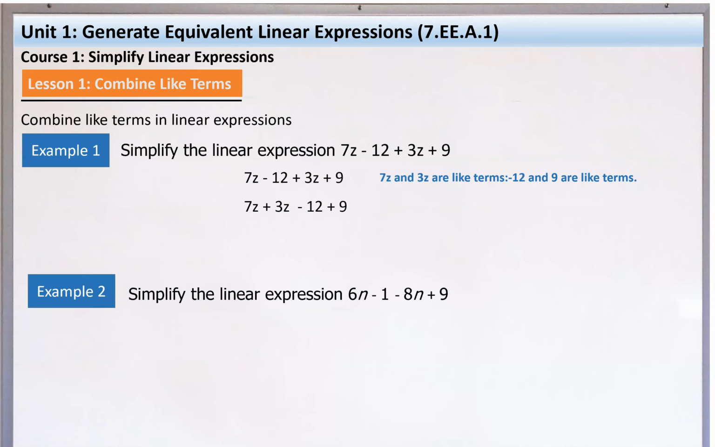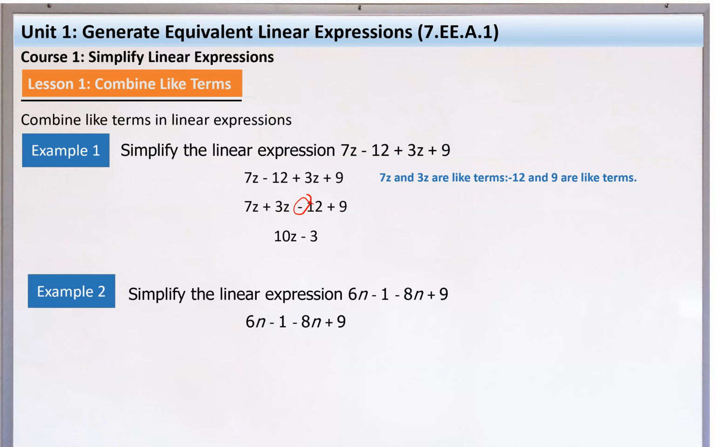We're going to combine like terms 7z and 3z. We're going to put those two together. And remember, you have to keep that negative sign in front. So I have 7z plus 3z is 10z. And negative 12 plus 9 is negative 3. Do one more.